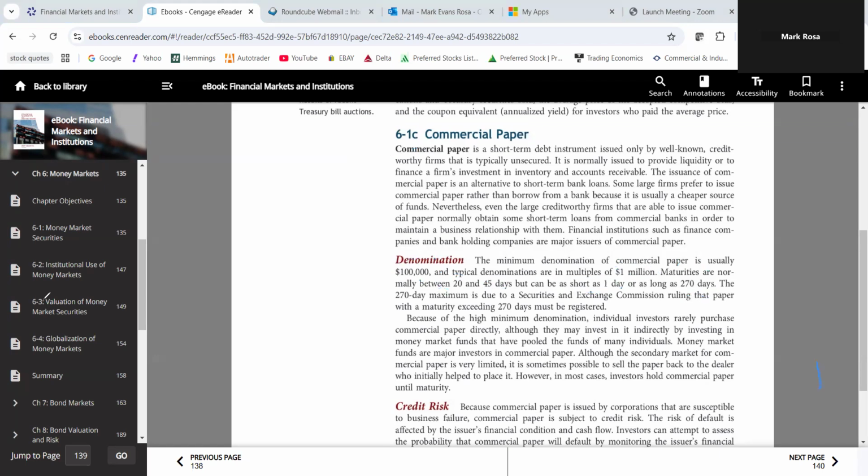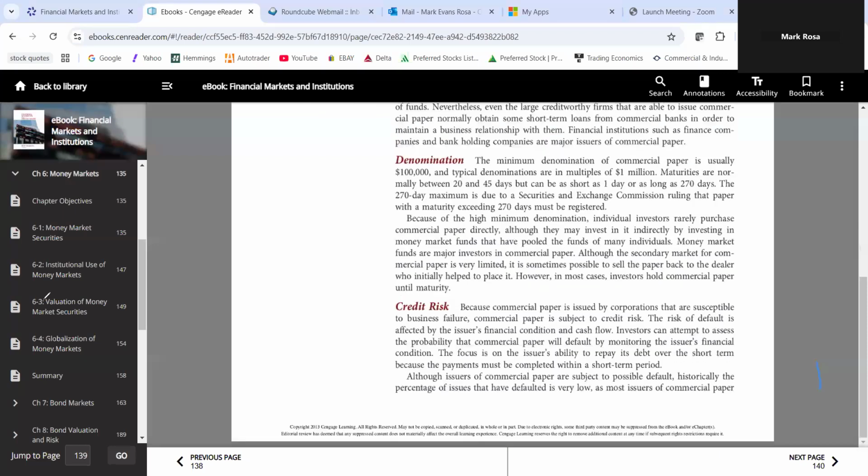So like I was saying, we got to worry about credit risk because commercial paper is issued by corporations that are susceptible to business failure. Commercial paper is subject to credit risk. So we need to remember that for that product.